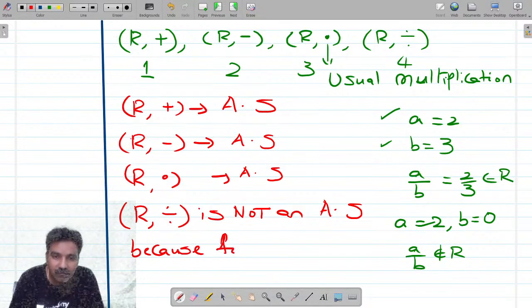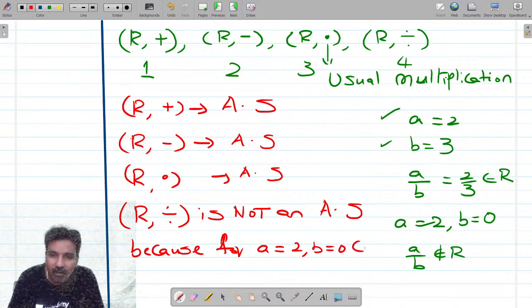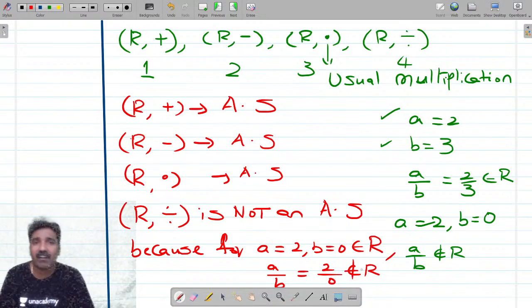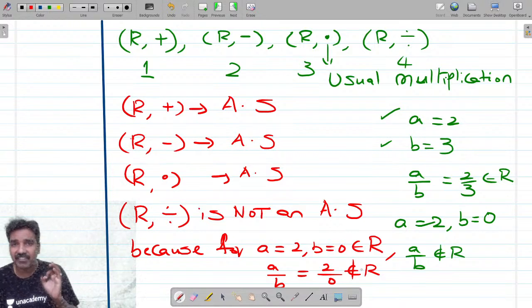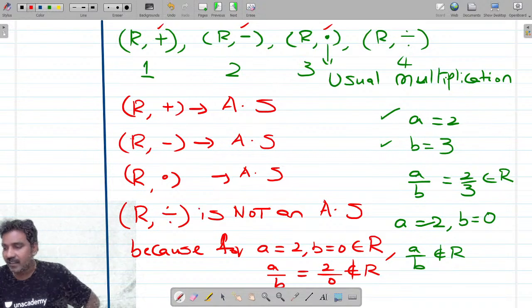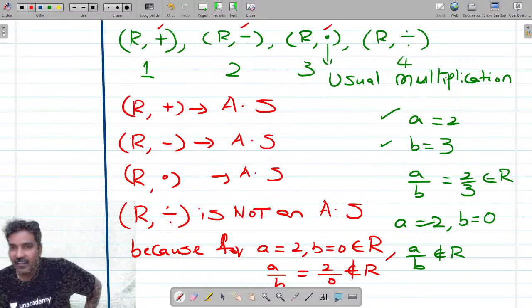Because for a equal to 2 comma b equal to 0 belong to R, a by b equal to 2 by 0 does not belong to R. And here star means division. So in this case the star is plus, here star is minus, here star is dot, here star is division. The point is clear.